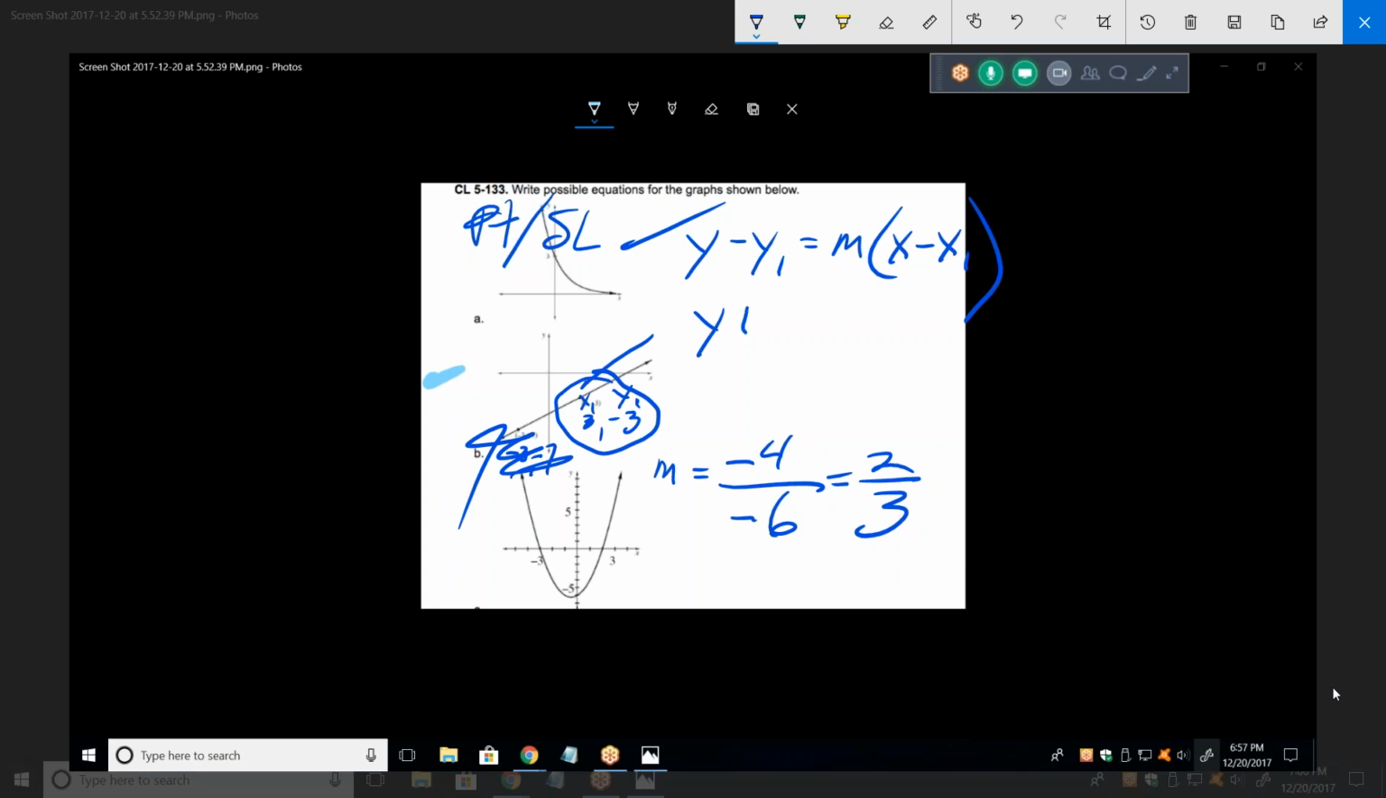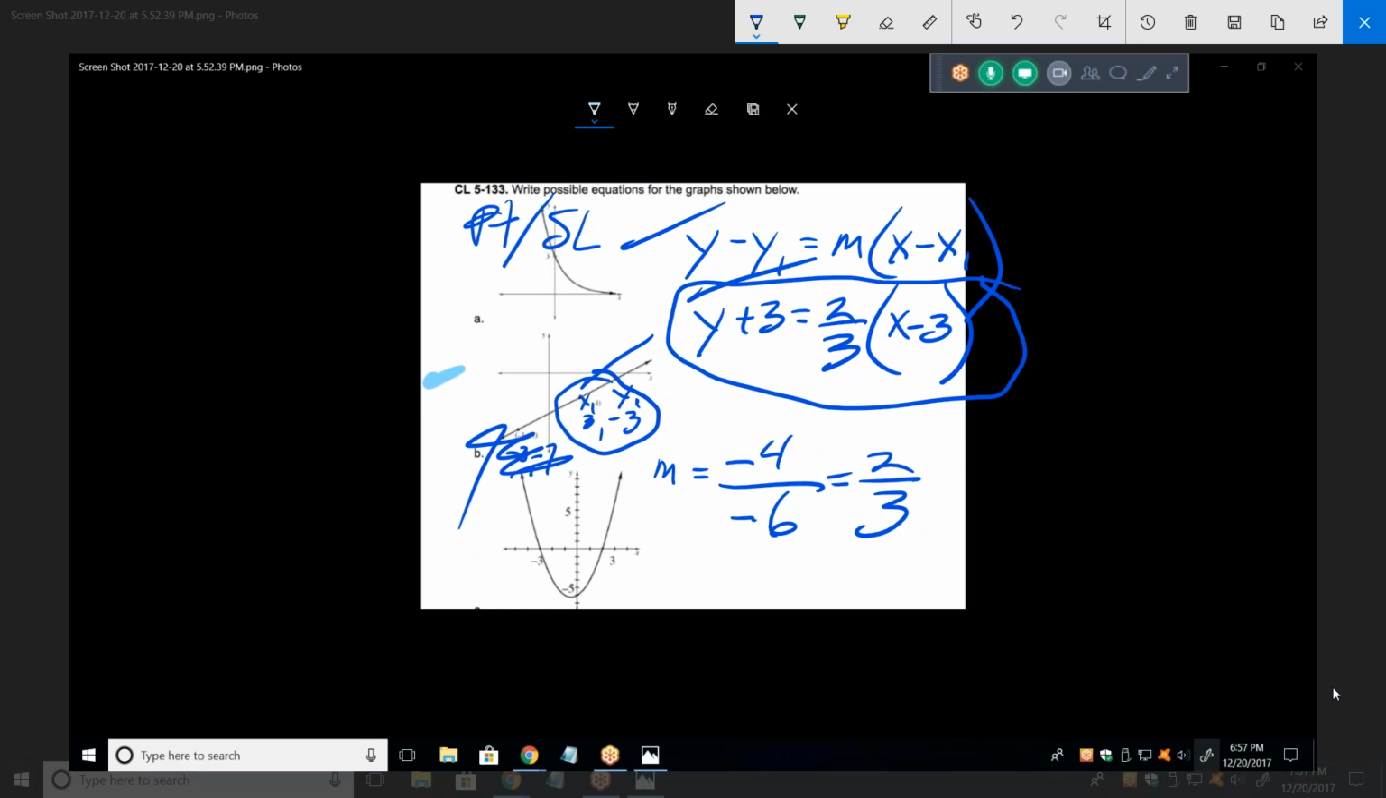y plus 3 is equal to m times, what's that, 2/3, x minus 3. Right. And that's actually the final answer. You do not need to simplify that. When you get into calculus, this is far more valuable than slope-intercept. So this is the way you leave answers, in point-slope format. And that's the proper equation for that line, especially with the information they gave us.